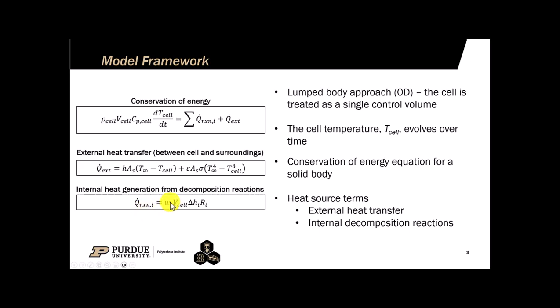Wi is the mass of reactants per unit volume. V cell is the volume of the cell. Delta Hi is the enthalpy of reaction. All of these three, when multiplied together, will have units joules. And Ri is the reaction rate, which has units of 1/seconds. So in a unit balance, we then have watts on the left-hand side. The other heat source term is due to external heat transfer between the cell and the surroundings, and we can see the convection term and the radiation term.